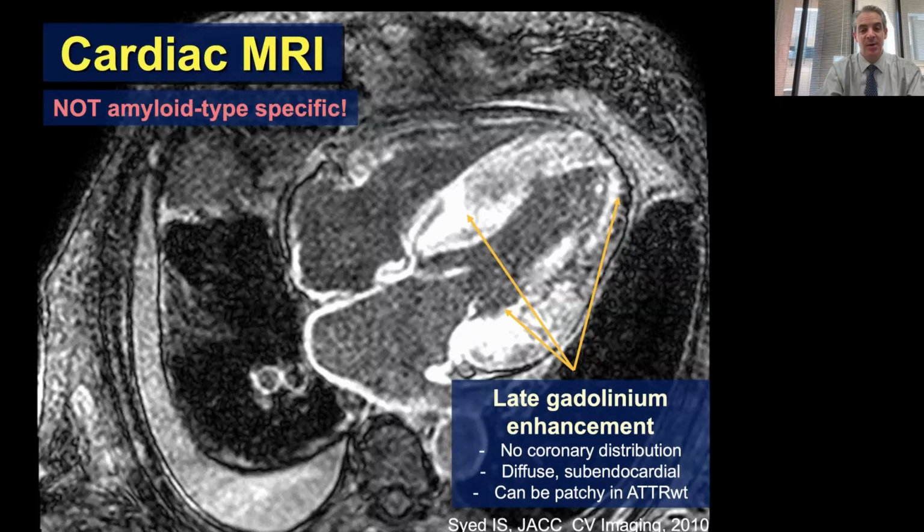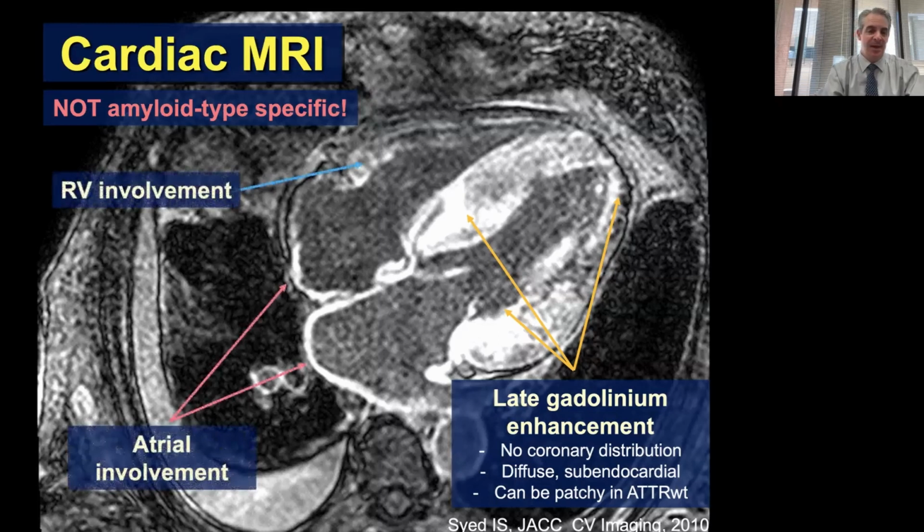Now, what is key and what is important is that this test is not amyloid type specific. So it's another test in our arsenal that is very useful, but also is not type specific. So it does build our index of suspicion. And then just for your interest, notice that MRIs can show amyloid involvement in other structures, the right ventricle and the atrium.